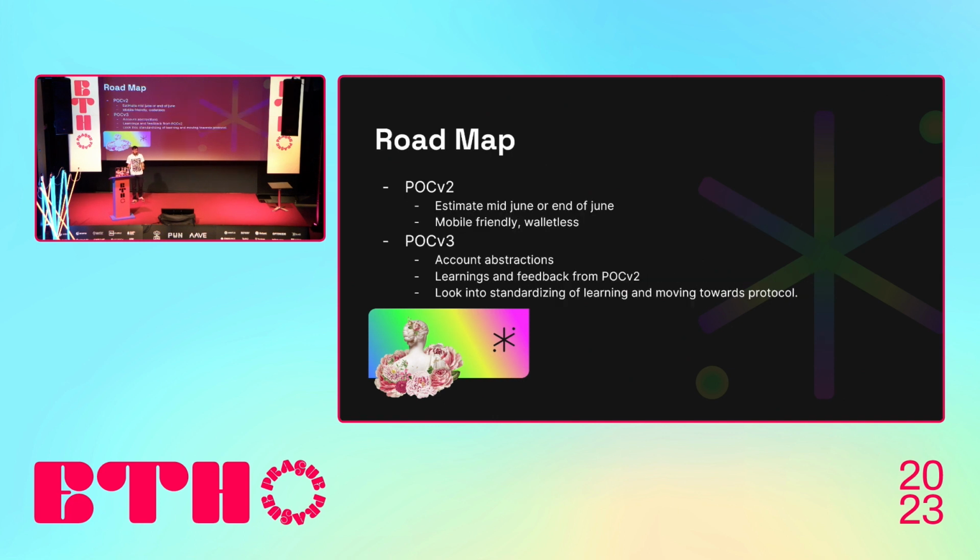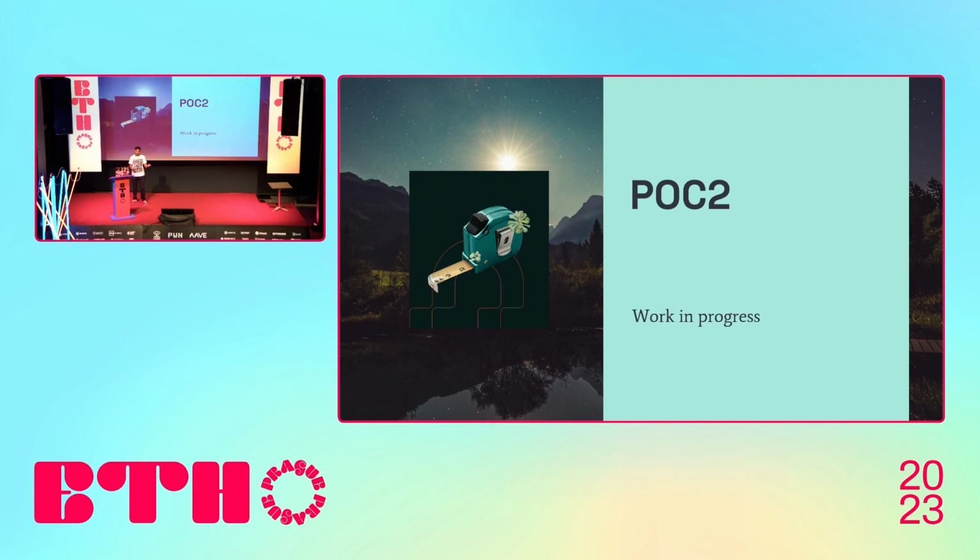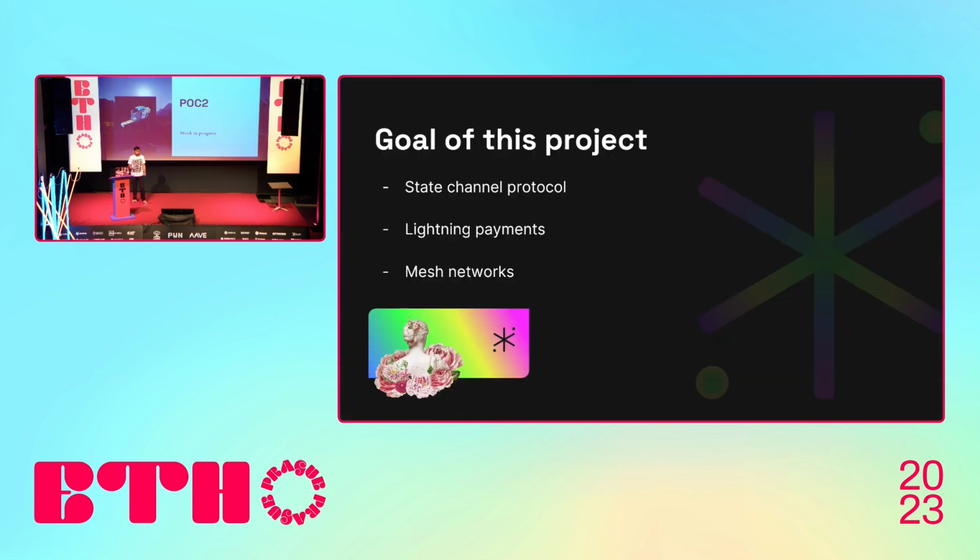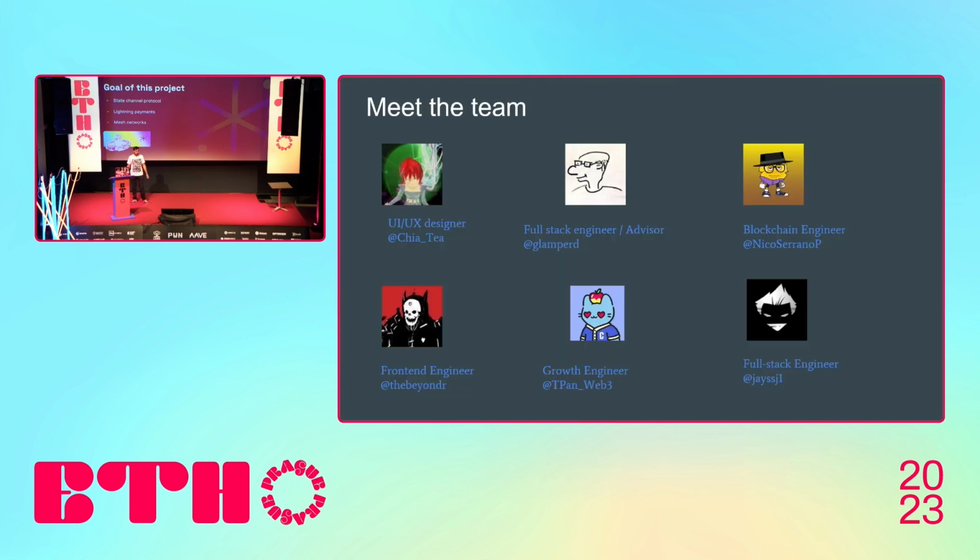So the roadmap is: for POC 2, we are aiming for the end of June, and then for POC 3, we will be working on the framework and the protocol. POC 2 is work in progress. The goal of the project is making a protocol, making lightning fast payments, a framework for this, and hopefully making a mesh network from it.